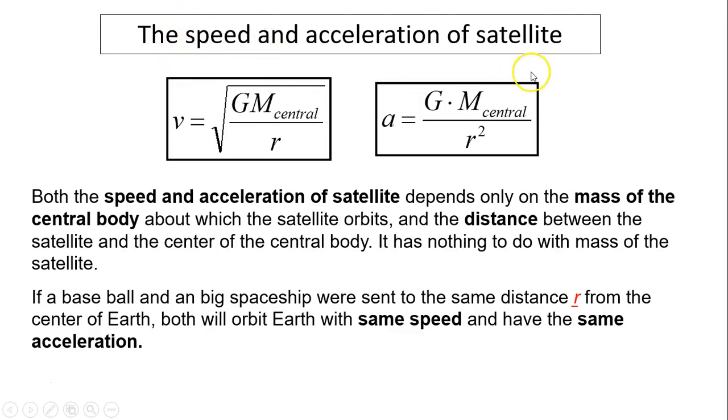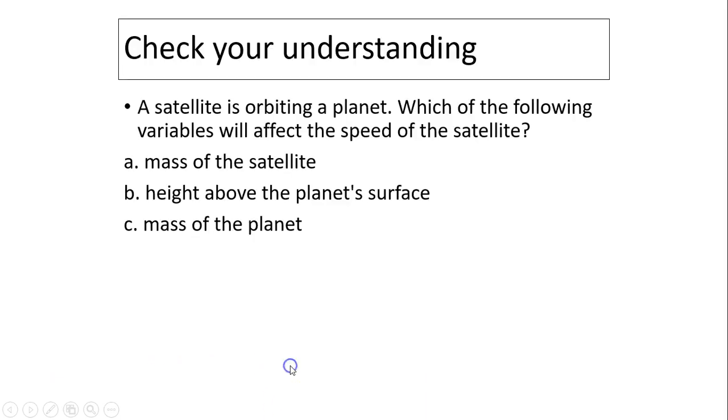Now let's take a look at the speed and acceleration of a satellite. As you can see from this equation, both the speed and acceleration of the satellite depend only on the mass of the central body about which the satellite orbits, and the distance between the satellite and the center of the central body. It has nothing to do with the mass of the satellite. So if a baseball and a big spaceship were sent to the same distance r from the center of the Earth, both will orbit Earth with the same speed and have the same acceleration, because speed and acceleration have nothing to do with their mass.